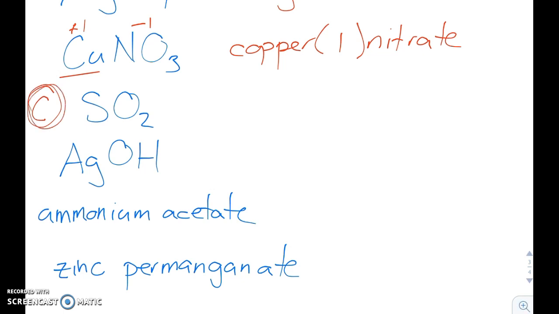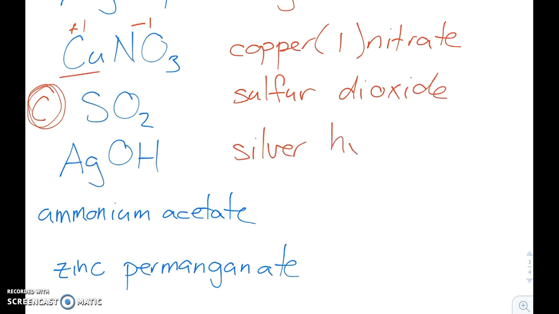This is actually the only covalent on the page. So we'd have sulfur. Remember, we dropped mono on the first one. Dioxide. Next one, we see silver hydroxide.